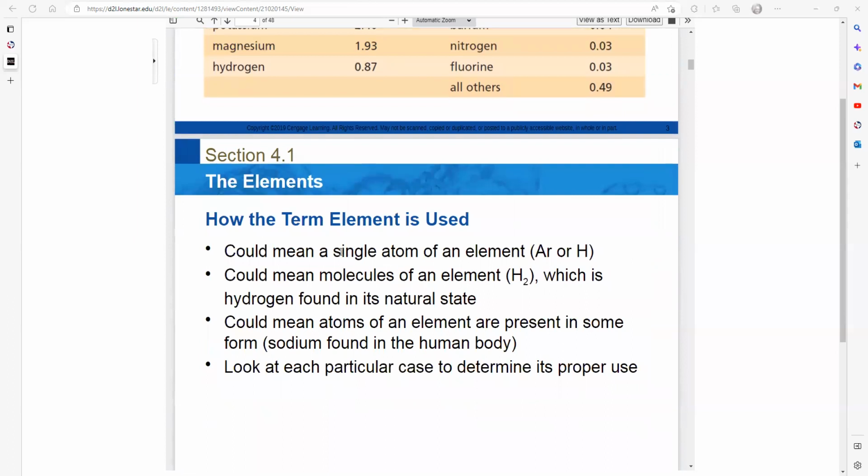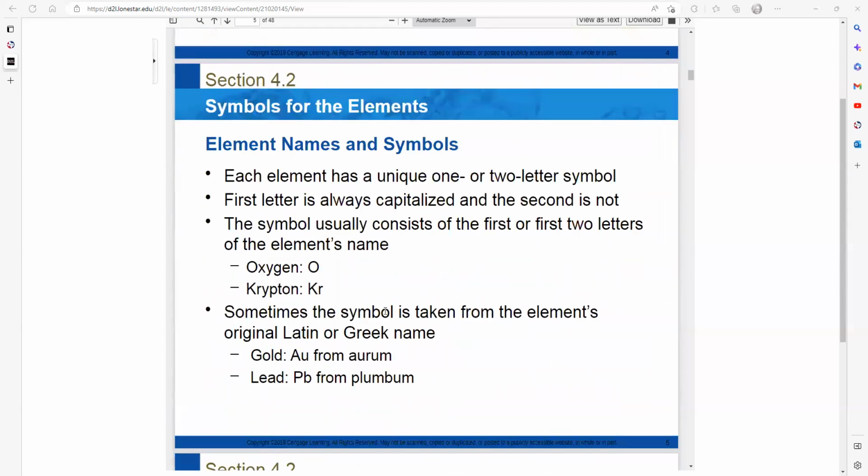Well, the elements can be written with the first letter of the name or the first two letters. Always the second letter is with lowercase and the first one with capital letter.